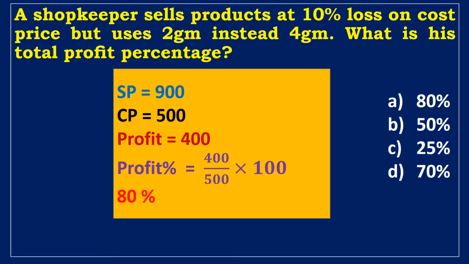However, the shopkeeper uses 2 grams instead of 4 grams, which means a 50% reduction in weight. So, the CP becomes 500 grams. Then, the gain is equal to 400 grams. We may determine the percentage of profit using the profit percentage formula, which is 400 by 500 into 100. The fraction becomes 4 divided by 5%, or 80%.